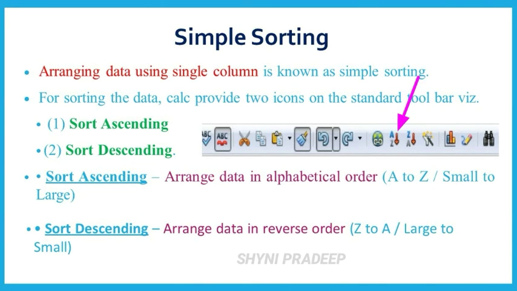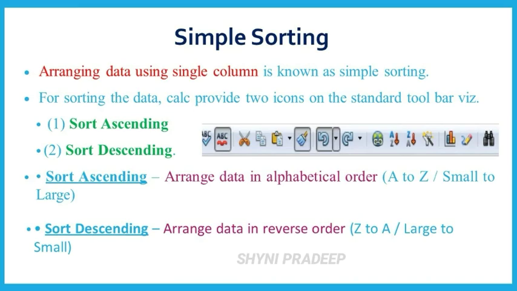Sort ascending means arrange the data in alphabetical order, which means small to large. Ascending order. Okay. Sort descending means descending order. Arrange the data in reverse order, which means large to small. If you want to sort the data, you have to place the cell pointer in the field to be sorted. After that, click the sort ascending or sort descending icon.